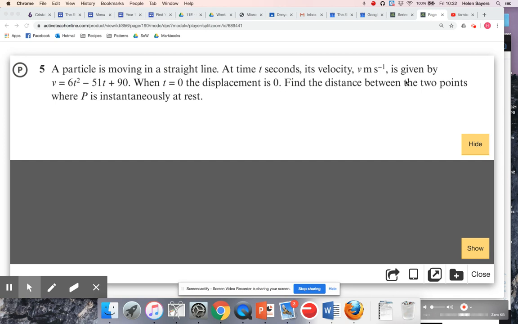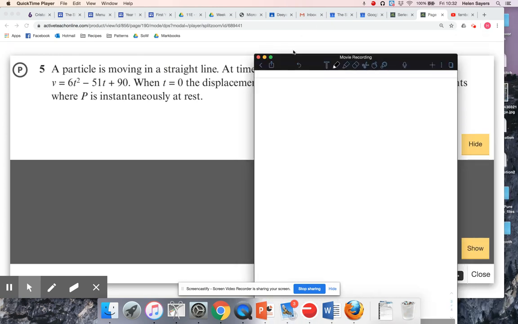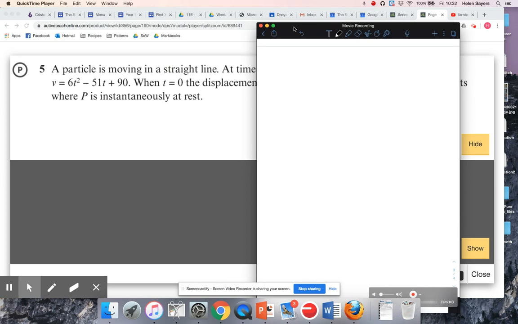I think I'll actually just tackle this first, though. So find the distance between the 2 points where P is instantaneously at rest. It doesn't sort of matter which order you do this in, but I am going to need to find when it's at rest. So there's my velocity. So it's at rest when V is 0.